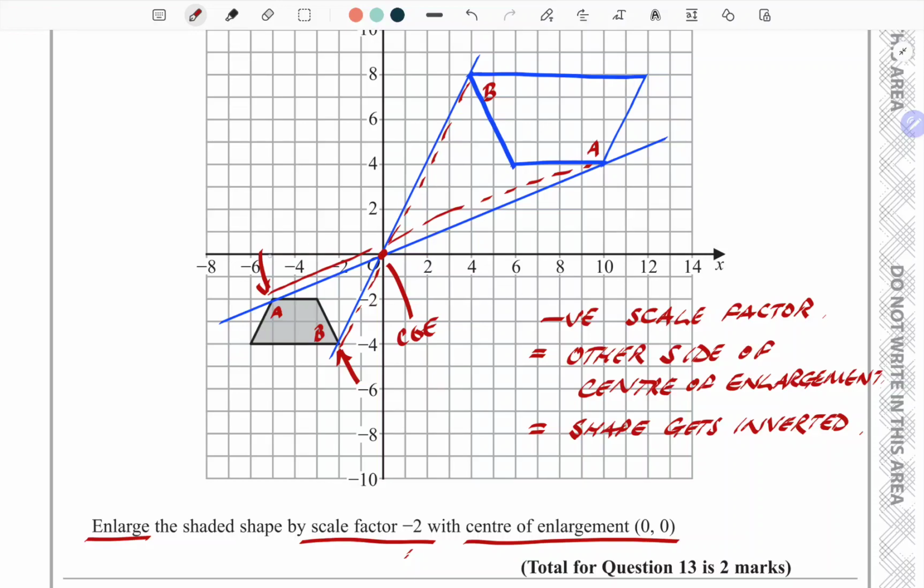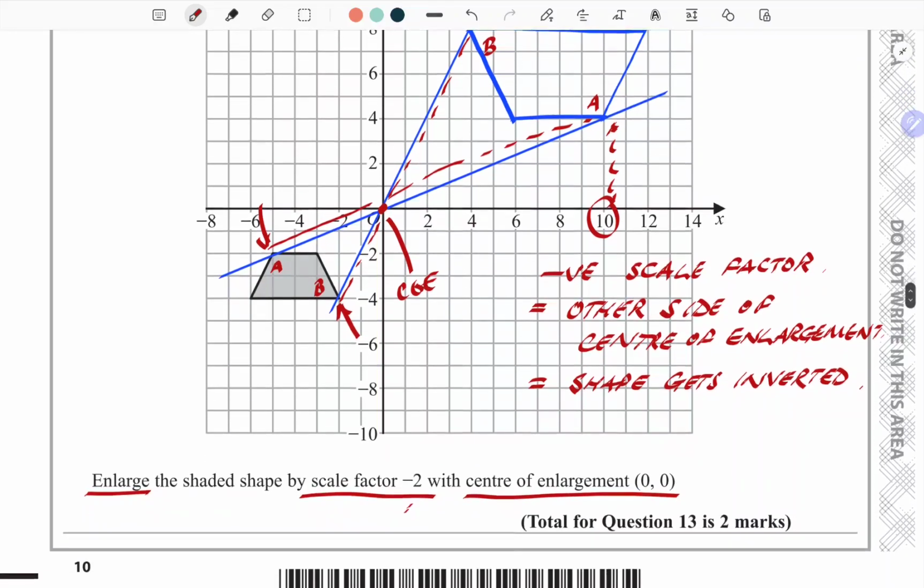You could, as an alternative, count off squares. For example, A is horizontally 5 squares from the center of enlargement and 2 squares down, so you just go 10 across the other way, and 4 up. That's an alternative method. But if you do the intersecting lines through the center of enlargement, that probably is adequate with the ruler. Just make sure you measure out the distances correctly. Any concerns or questions, please leave them in the comments and I can do a separate explanation of that.